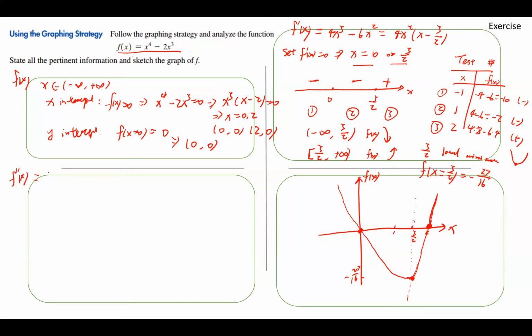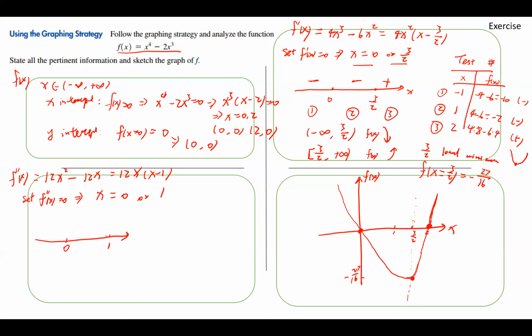So let me just take the second derivative, which gives me 12x² − 12x, right? We can set this to 0. Let me extract the common factor out, and then we have x = 0 or 1, right? 2 points, 0 or 1. So what does this mean? These 2 points are the partition points for f''(x), right? And we can again use the sign charts, 0 and 1, to give us some information.